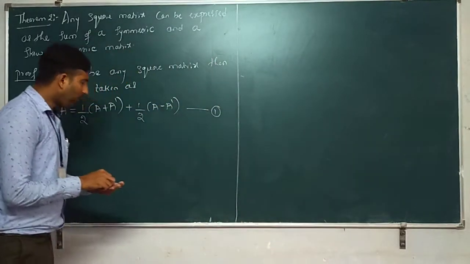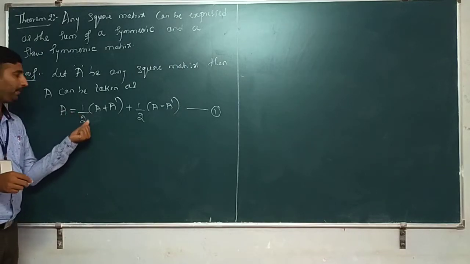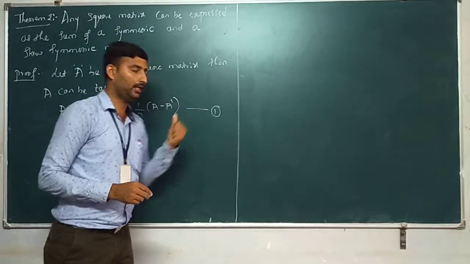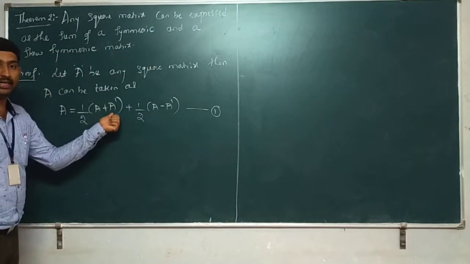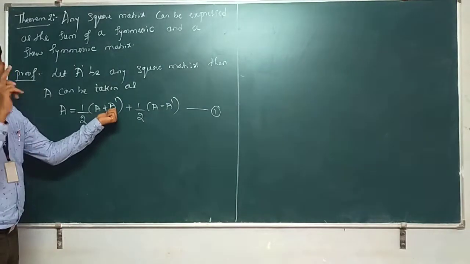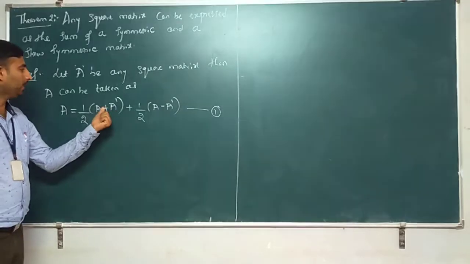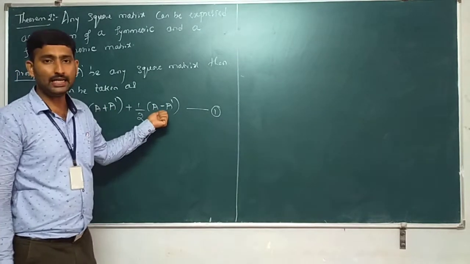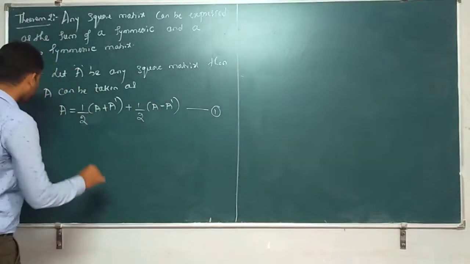Next, here we have taken that A is equal to half into (A plus A dash) plus half into (A minus A dash). We have taken that as equation number 1. Under that, A plus A dash is symmetric. According to theorem number 1, we just proved A plus A dash is a symmetric matrix, A minus A dash is a skew symmetric matrix. Correct? According to theorem number 1.